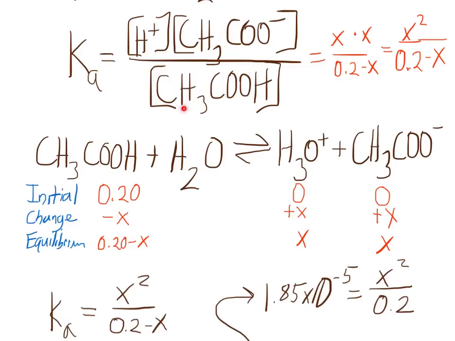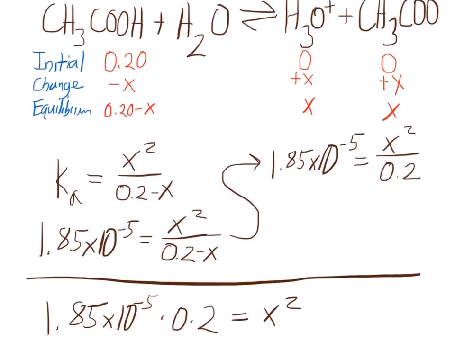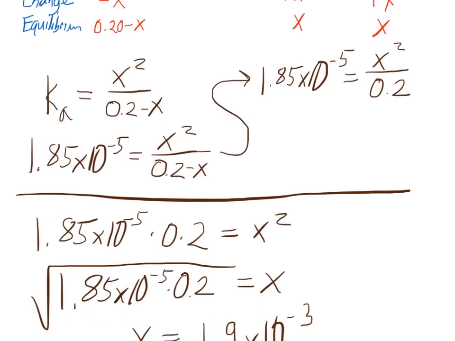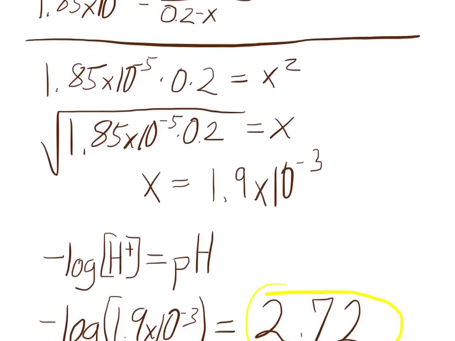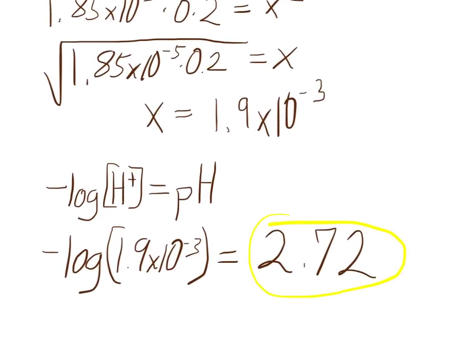We throw it into the equilibrium constant equation, and then the minus x is negligible, so we can get rid of that. If we get rid of the x, we're left with this right here, and the Ka, the equilibrium constant for the acid, was given. So then we have this equation, we just solve for x, which equals the hydrogen ion concentration, and once we get that, we take the negative log of the hydrogen ion concentration, which gives us pH, and so 2.72. There we go. See you next time.